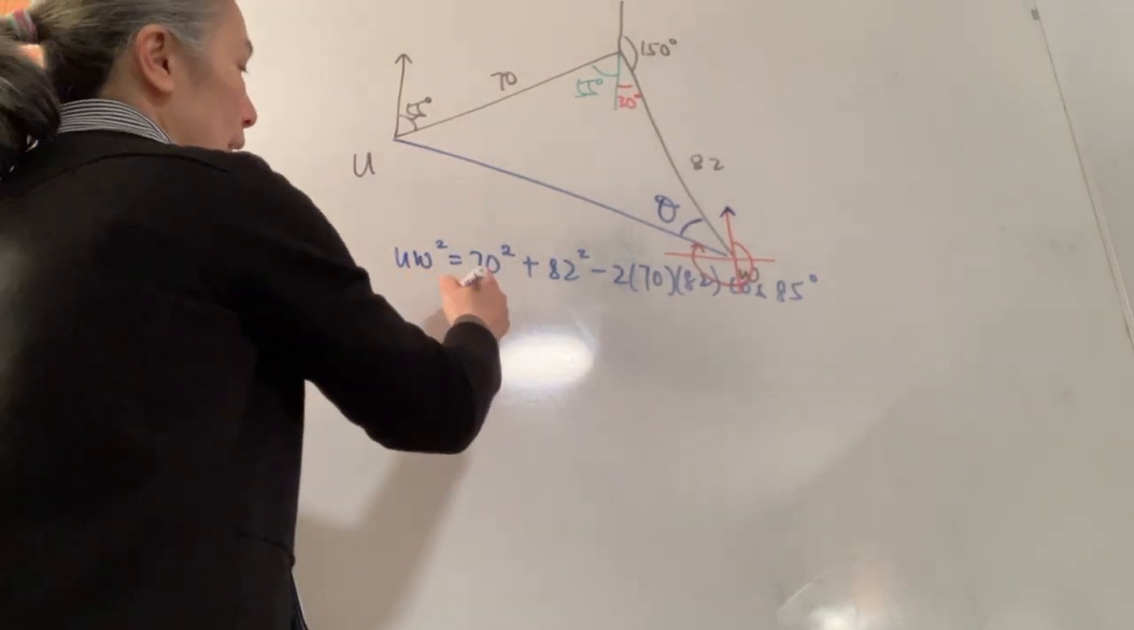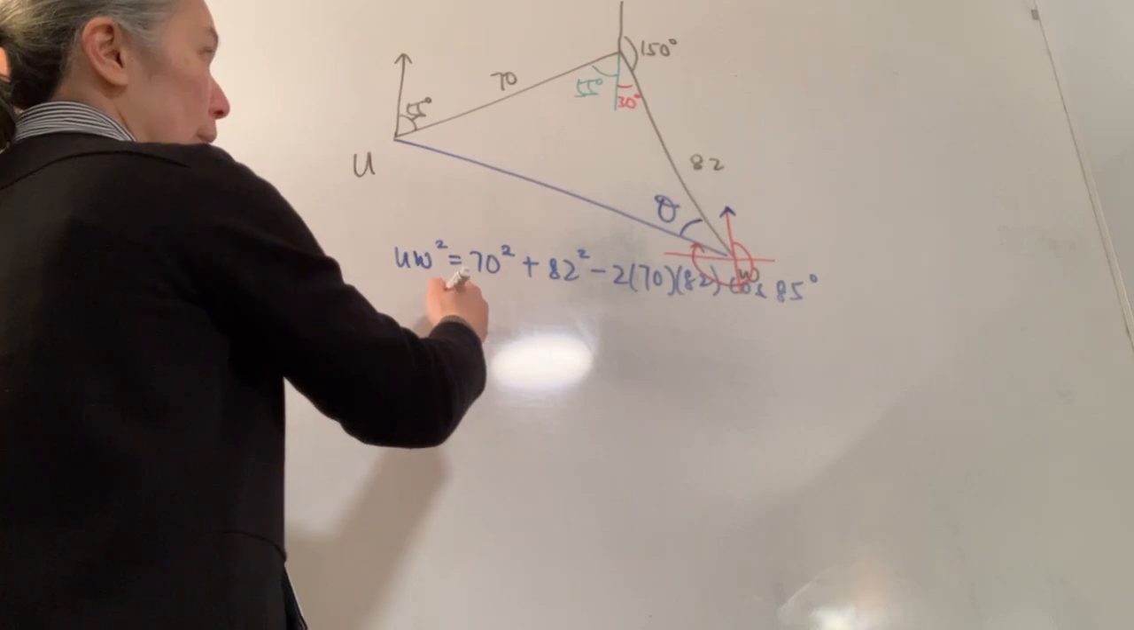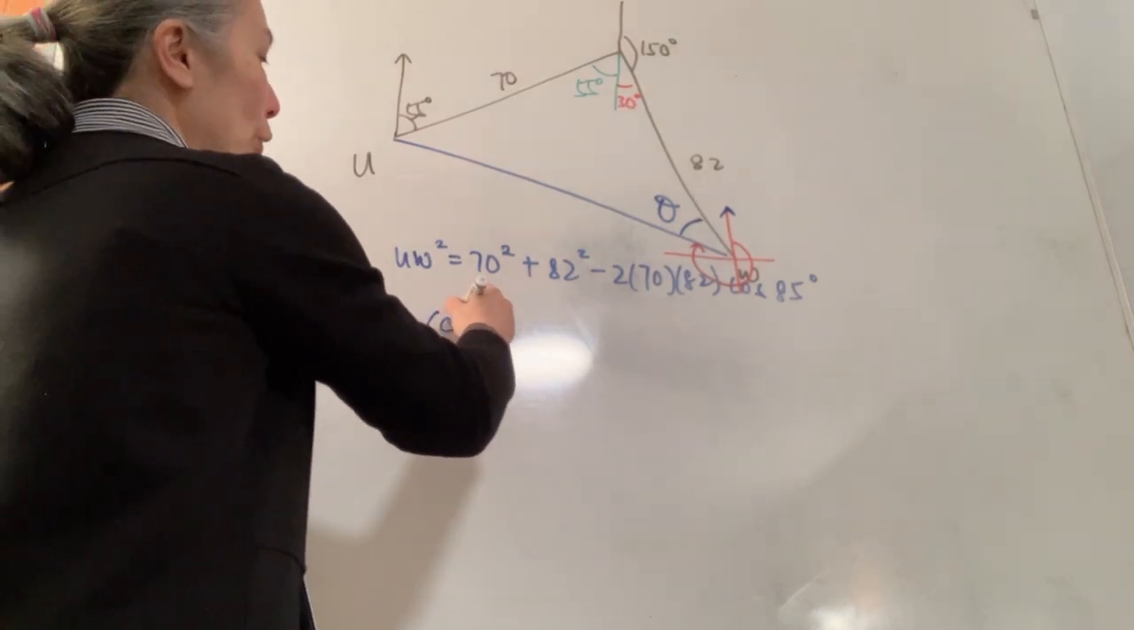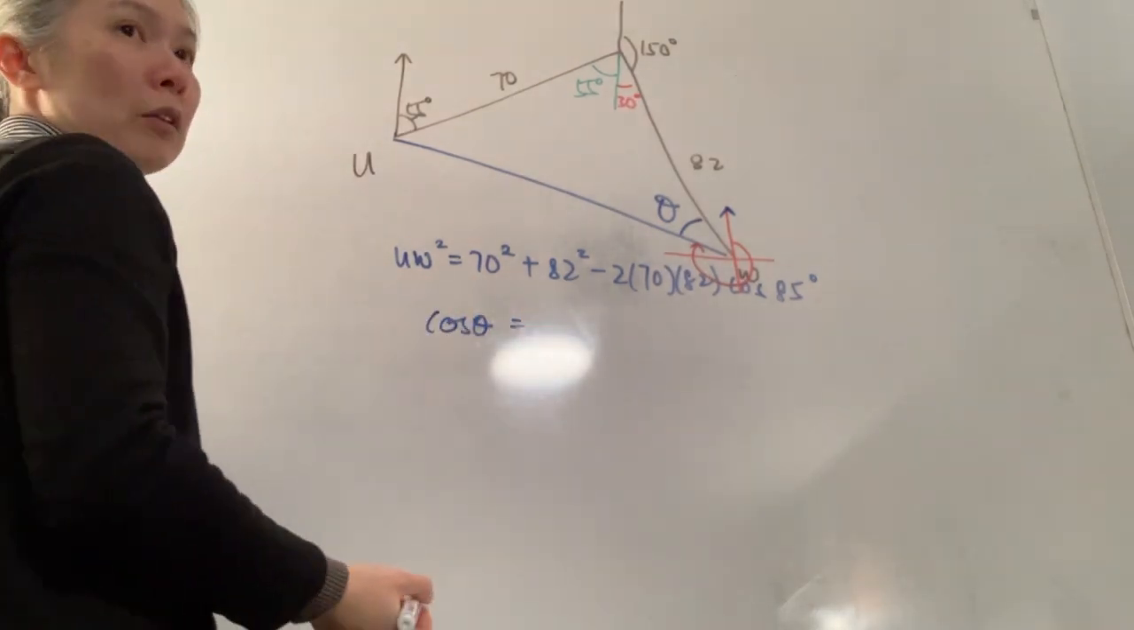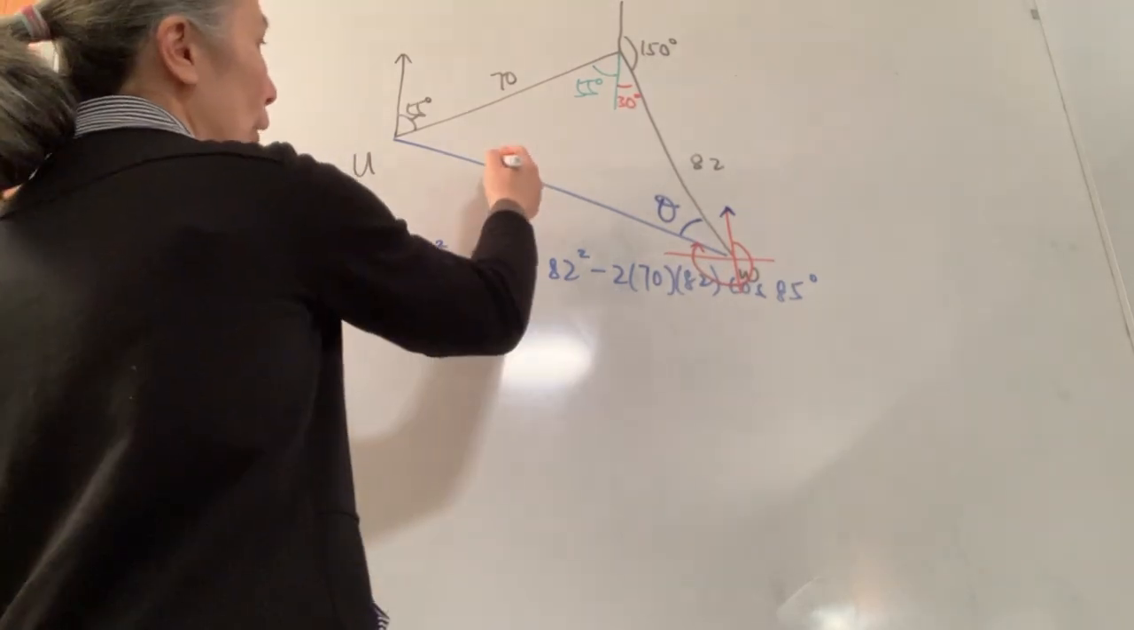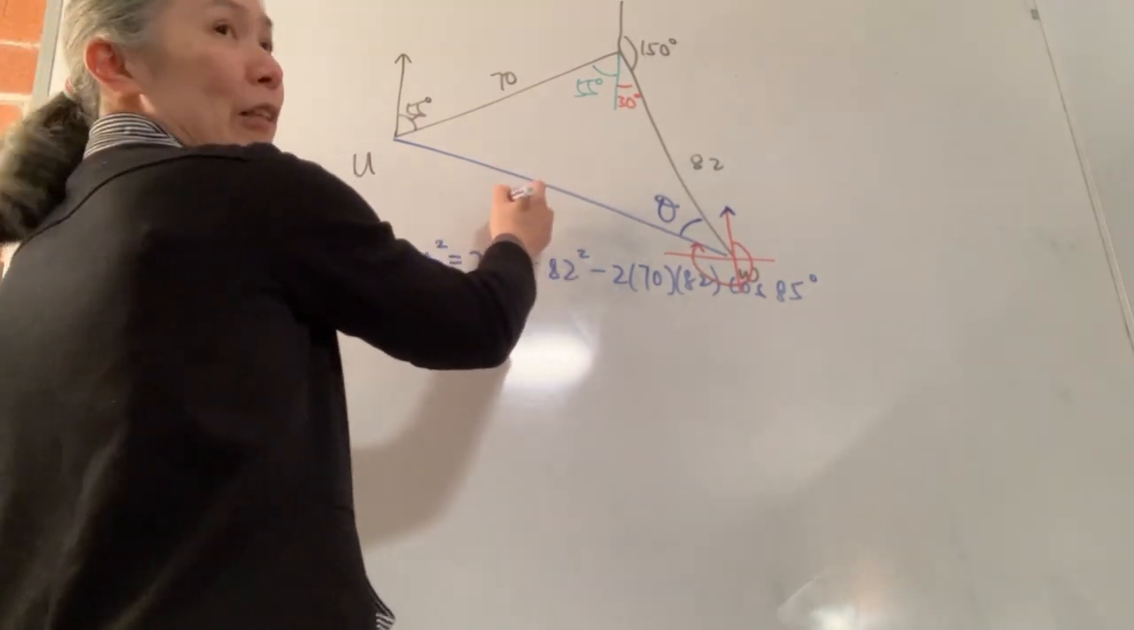Okay, so first you take theta. You can use the cosine rule again if you want to, because you know this one is 103, right? Then you find out.